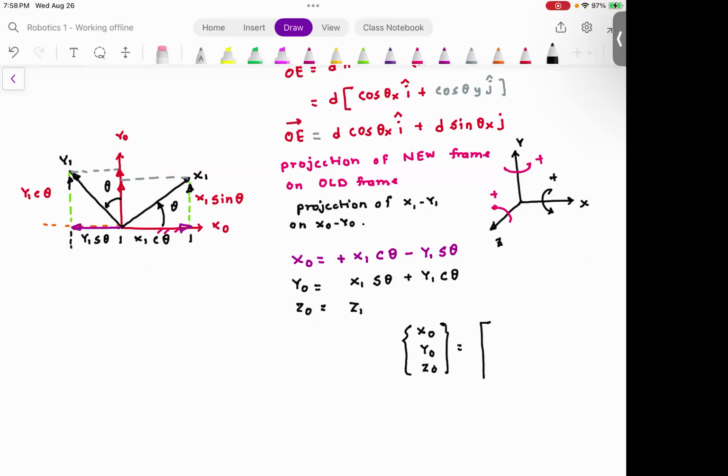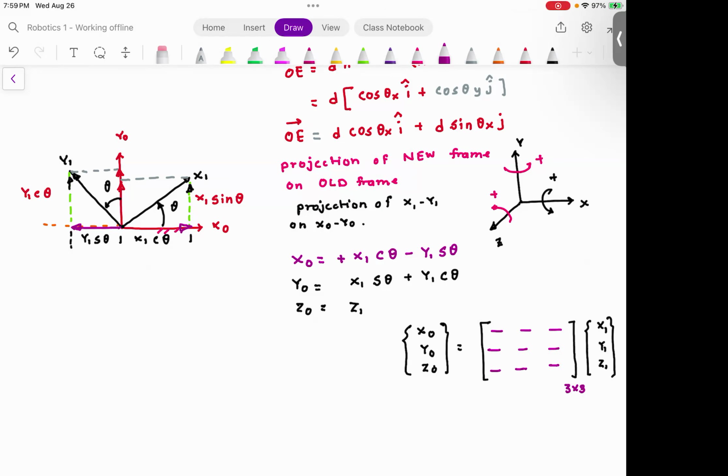Then you have this 3 by 3 matrix. And then you have x1, y1, z1. And this matrix is a 3 by 3 matrix. So first row, first column, second column, third column; second row, first column, second column, third column; third row, first column, second column, third column. We have to fill in the blanks. Can someone tell me what would be here? Cosine theta.